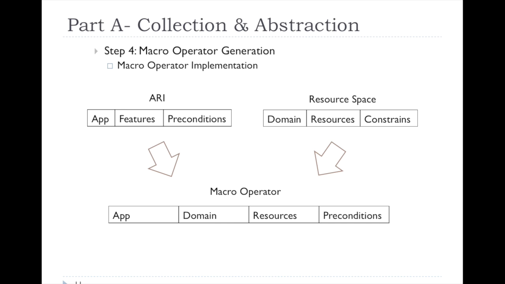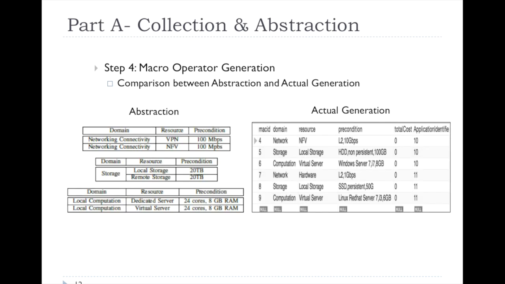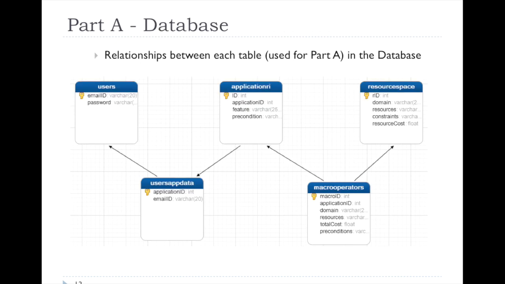So they are combining both of these, ARI and resource space. We would basically compare both of these and generate a macro operator, which gives me an app identifier, a domain, resources, and precondition. So the original abstraction and the actual generation would look something like this, which has, say, network connectivity, VPN, and 100 Mbps. So once we have this macro operator, we go to the next part of custom template.